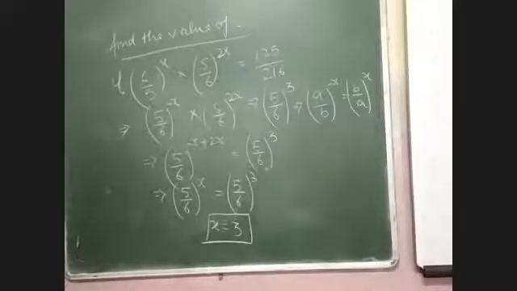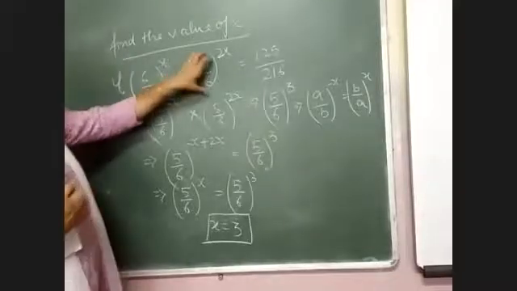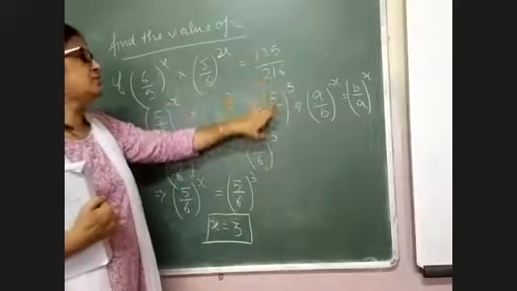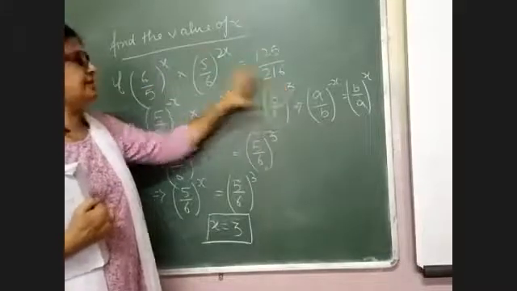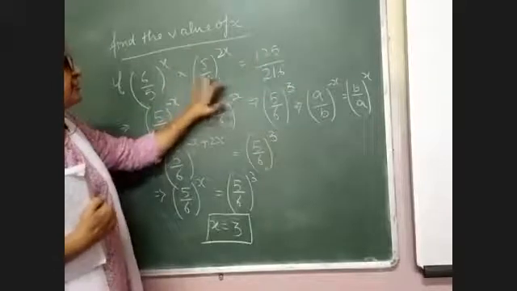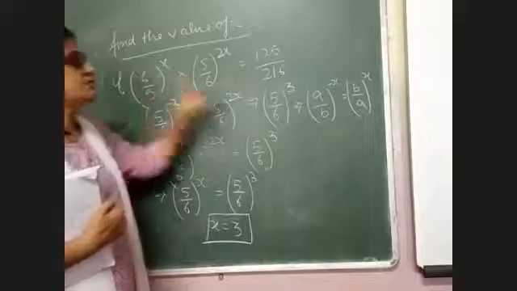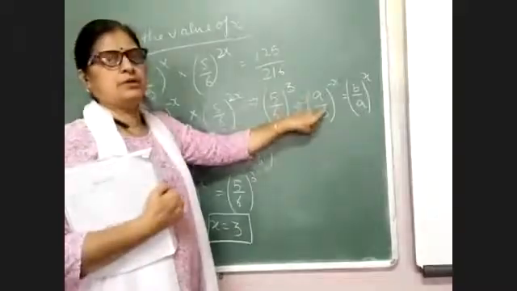Again, I am repeating this question. Here 125 upon 216 is equal to 5 upon 6 raised to the power 3. And 5 upon 6 is already given, but here 6 upon 5 is given. So I apply this law of exponents.